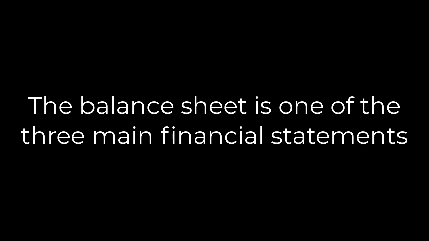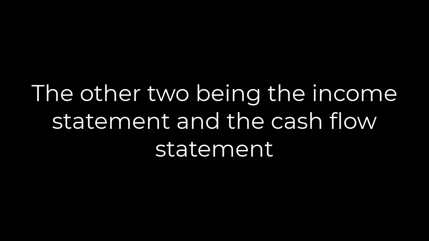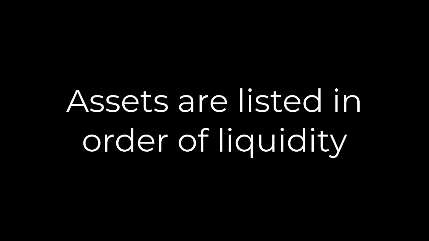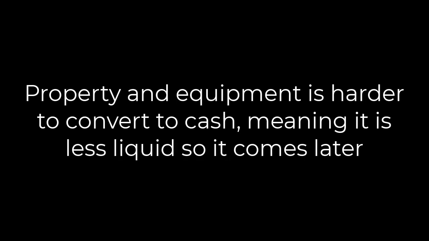The balance sheet is one of the three main financial statements, the other two being the income statement and the cash flow statement. Assets are listed in their order of liquidity. Liquidity meaning how easy it is to convert to cash. Cash is already cash, so it comes first. Property and equipment is harder to convert to cash, meaning it is less liquid, so it will come later.